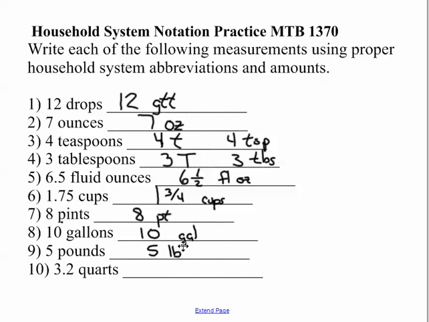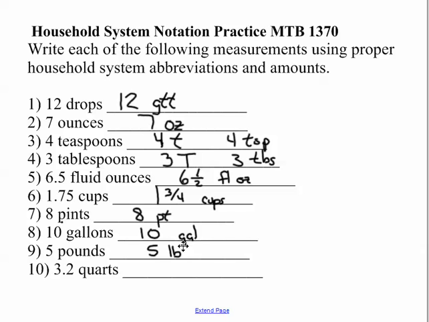Now that's one that a lot of us want to do LBS and put a dot. But in our abbreviations, we just have the abbreviation. No plural, no S at the end, and no dot or period. It's just 5 pounds, 5 LB.